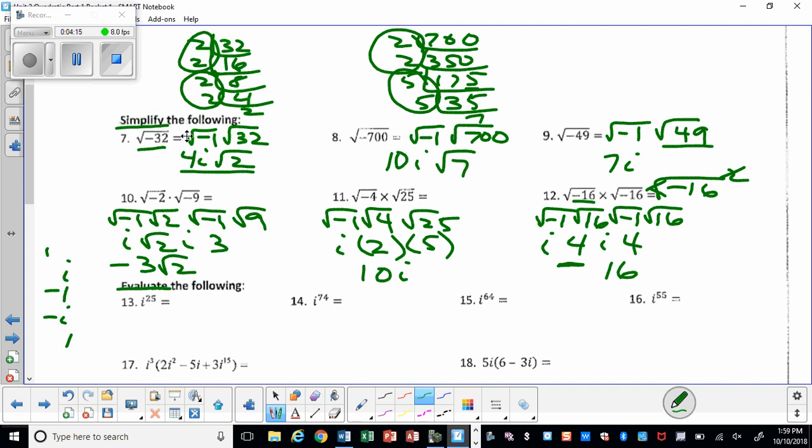Let me write that better. So that's i to the first power. This is i squared, this is i to the third, and this is i to the fourth, and then it repeats. Because i to the fifth is i to the fourth times i to the first, and so you're back at the top. So 25 divided by 4 has a remainder of 1, or 0.25.